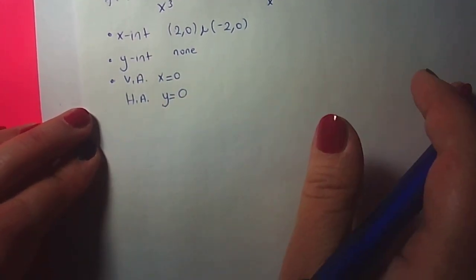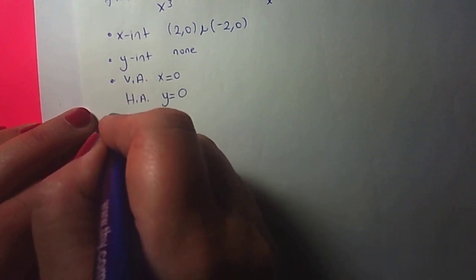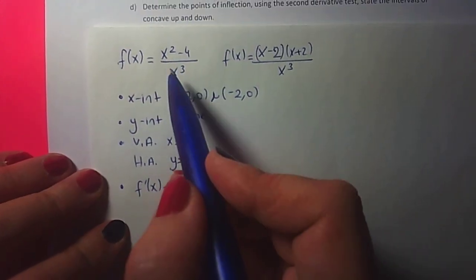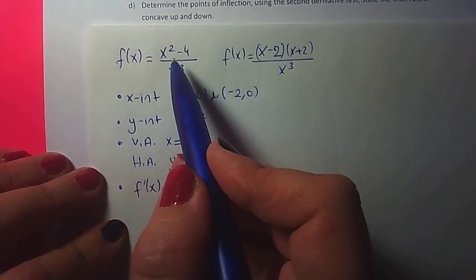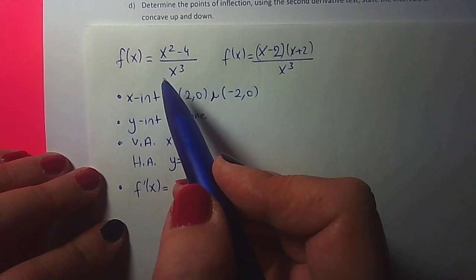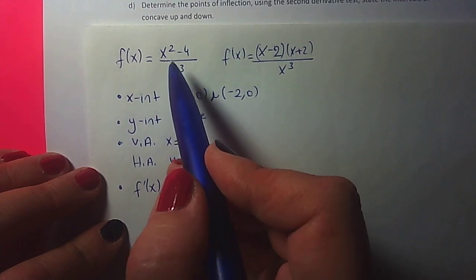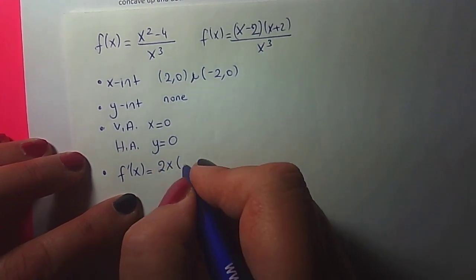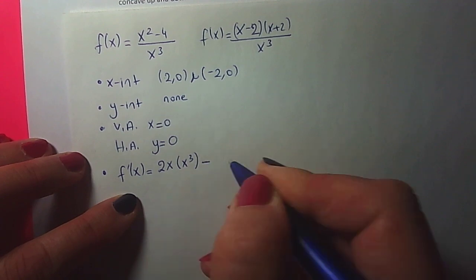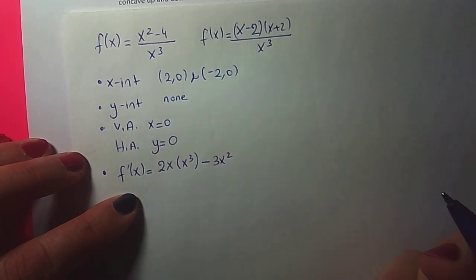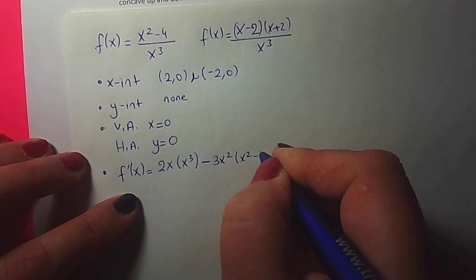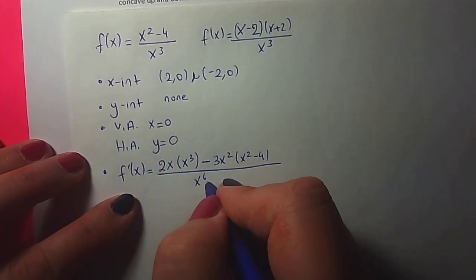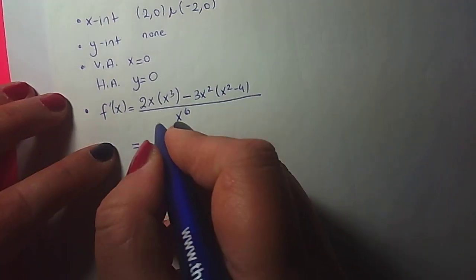Next step is getting local max and min points. So let's take the first derivative of the function. Let's remember, if you have a rational function, when you are taking the derivative, you need to apply the quotient rule. So derivative of the numerator, 2x, times denominator, minus derivative of denominator times the numerator, over square of the denominator, x to the power of 6.